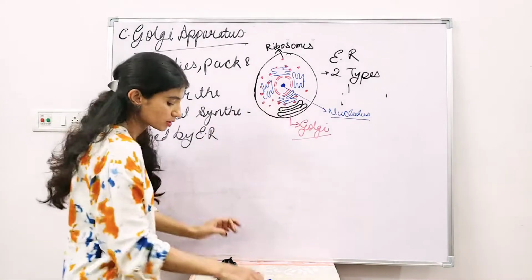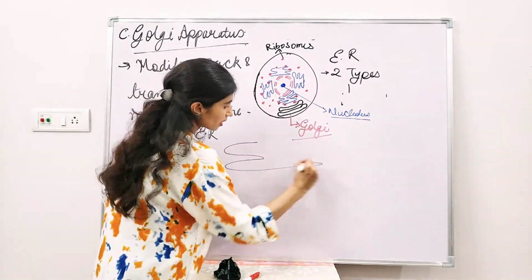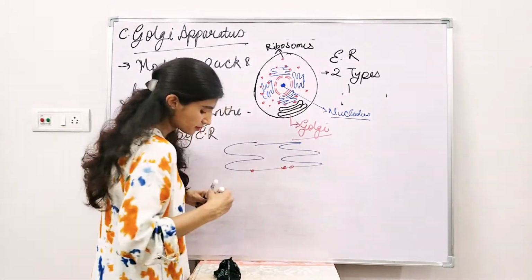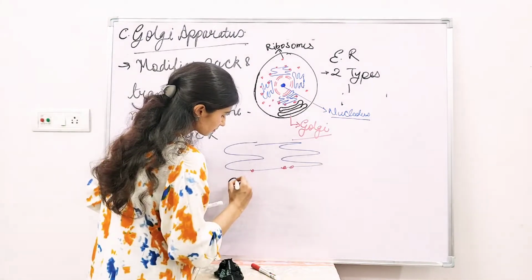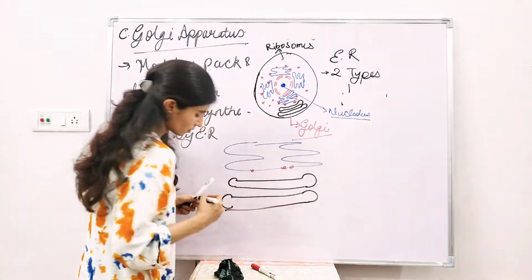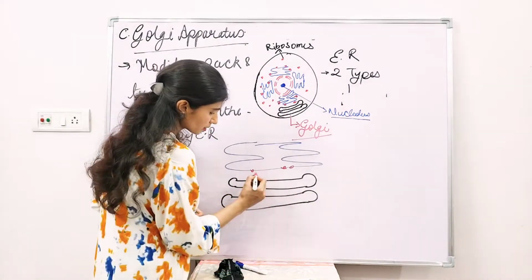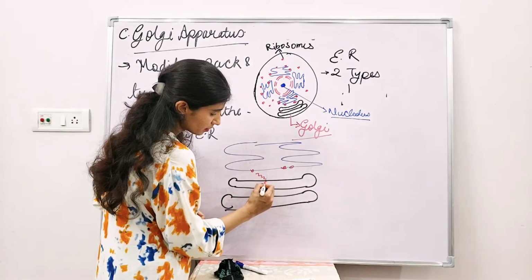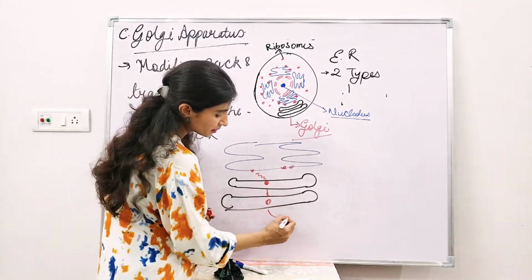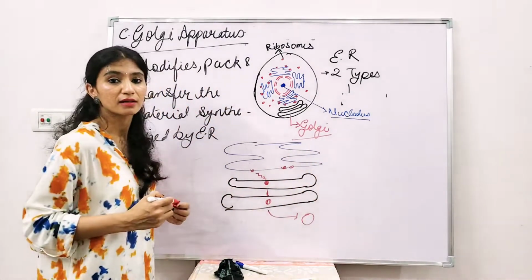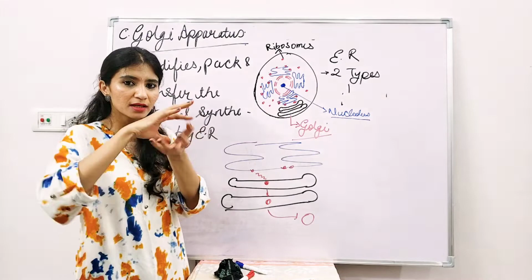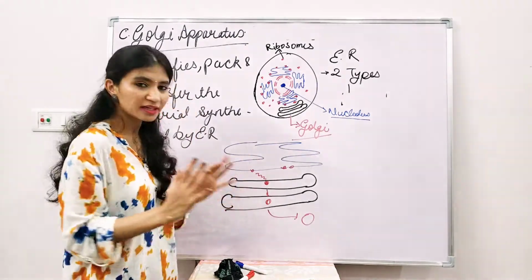I'll give you a quick example. So this is your ER. Just attach a few ribosomes over here. Suppose proteins are being made. This is your Golgi. Suppose a protein is coming. The protein will come over here and get packed. Now this protein is packed and will transfer over here. Some modifications will be done, and then it will be transferred to different parts of the cell. The protein comes in, it will have a wrapping around it, the modification will take place, it will get more complex in nature, and then it will be transferred.